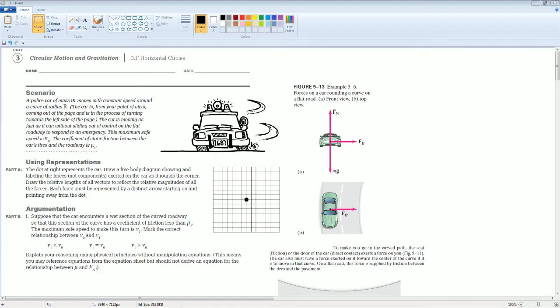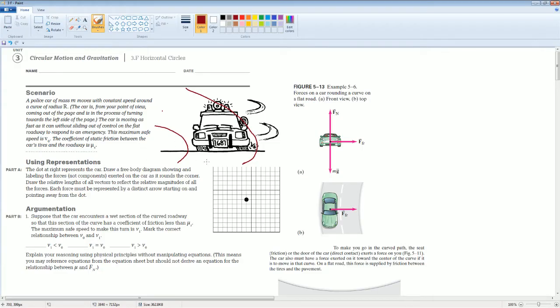Here's the scenario. A police car of mass m moves with a constant speed around a curve of radius r. The car is, from your point of view, coming out of the page and is in the process of turning towards the left side of the paper. Let me draw that for you. Okay, he's making a left, so imagine the curve like this. That's the way the curve is. And he's about to make a left.